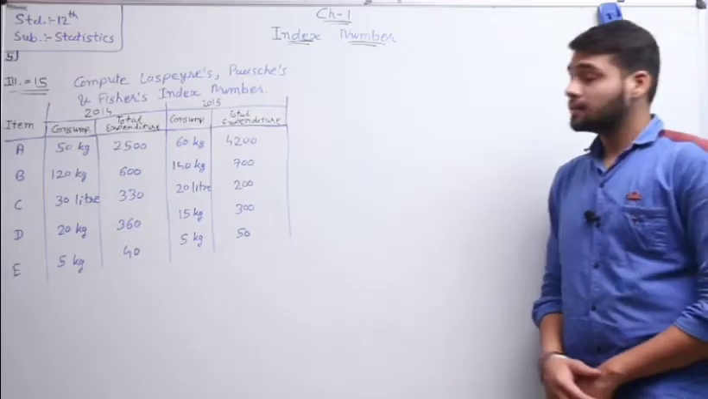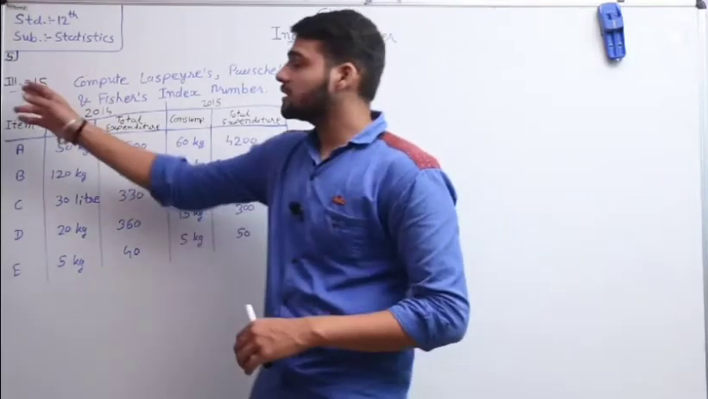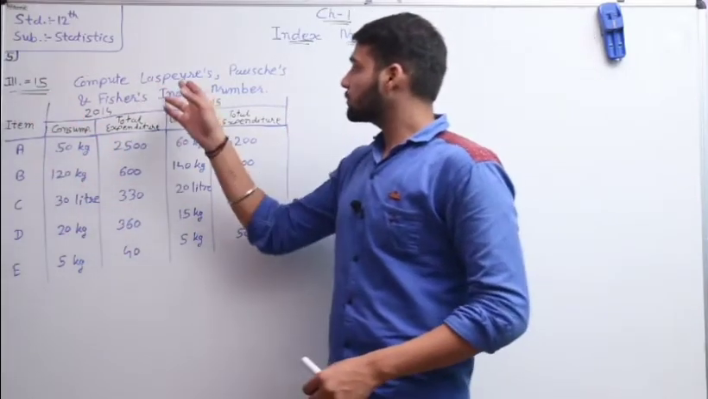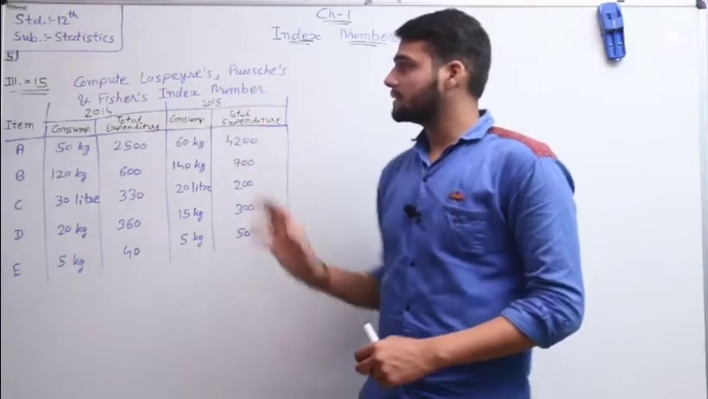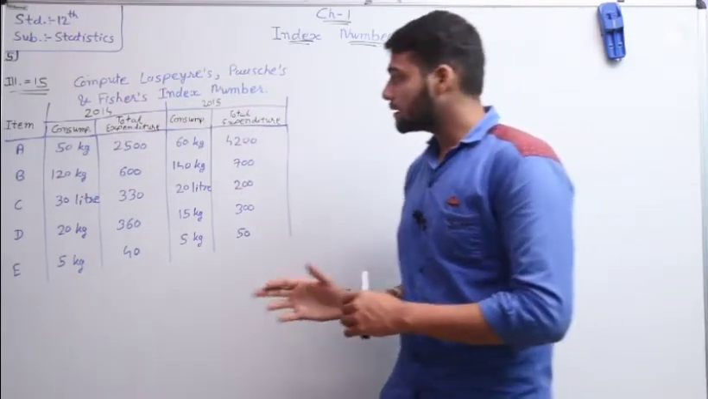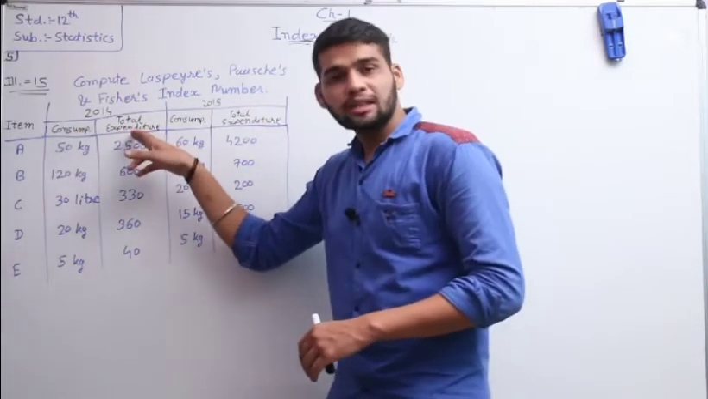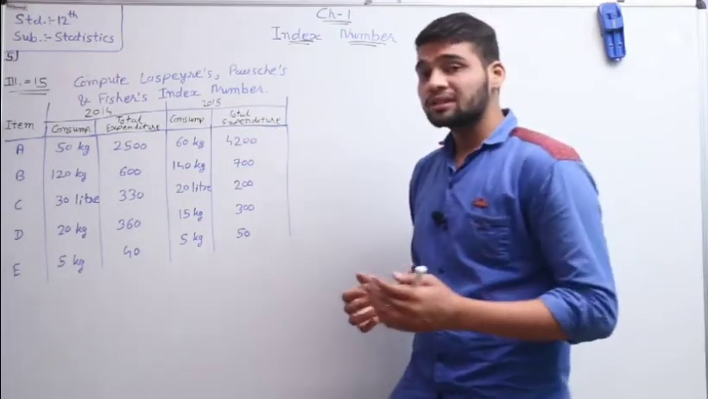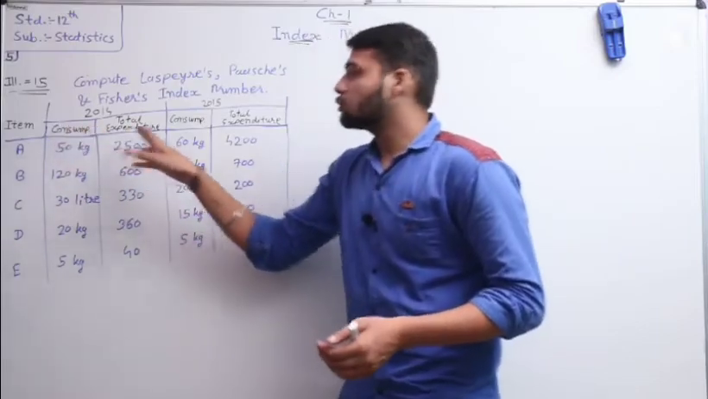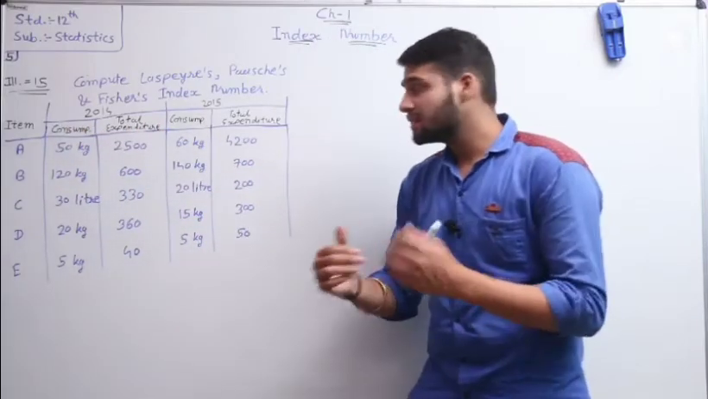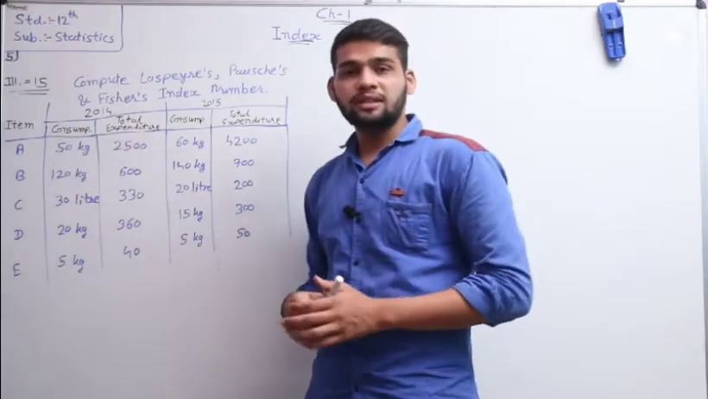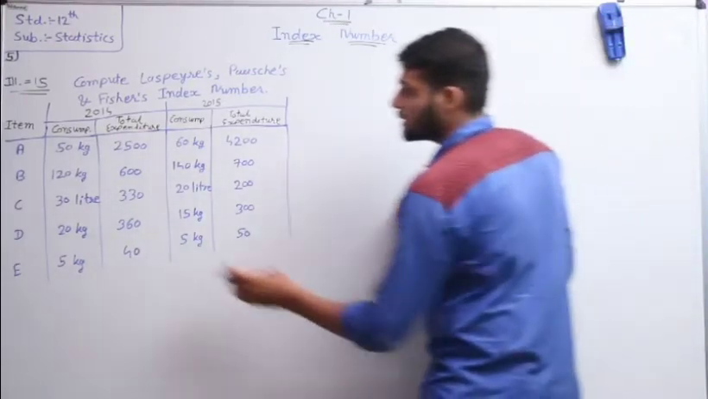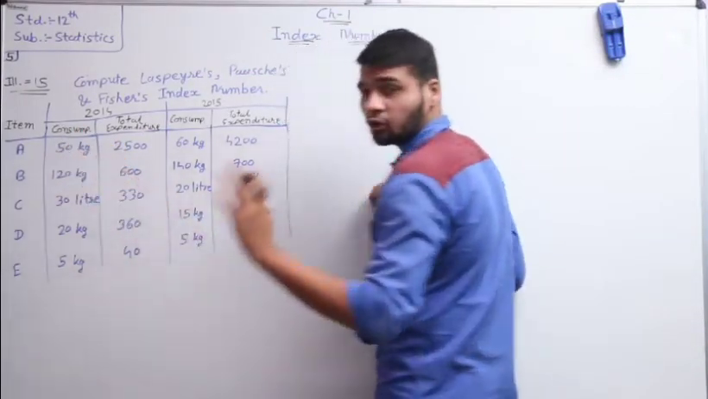So students, let me start the second sum, illustration number 15. In this sum, compute last year's, Paasche's and Fisher's index number, but in this sum we have consumption and total expenditure. Understood? In the previous sum price and total expenditure were given, but in this sum consumption and total expenditure are given. So how to find? First of all, consumption means quantity.